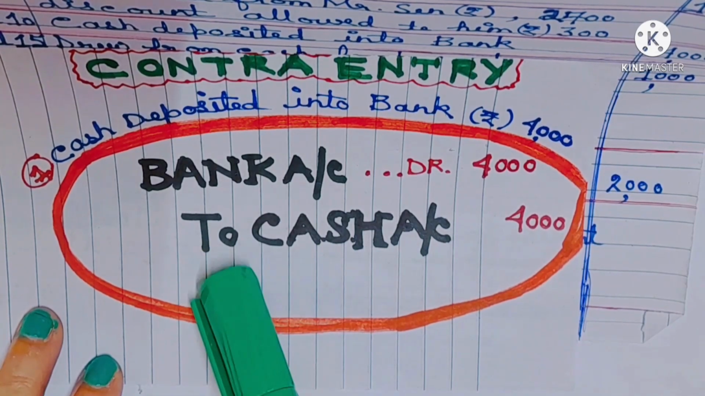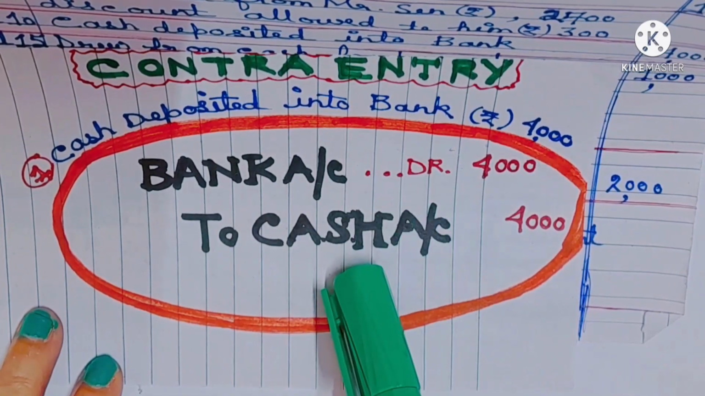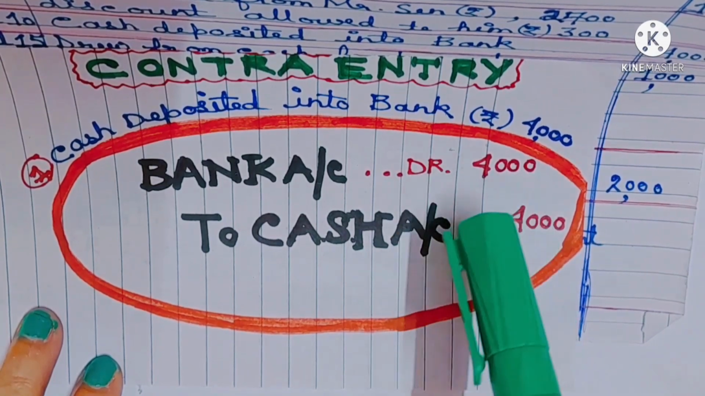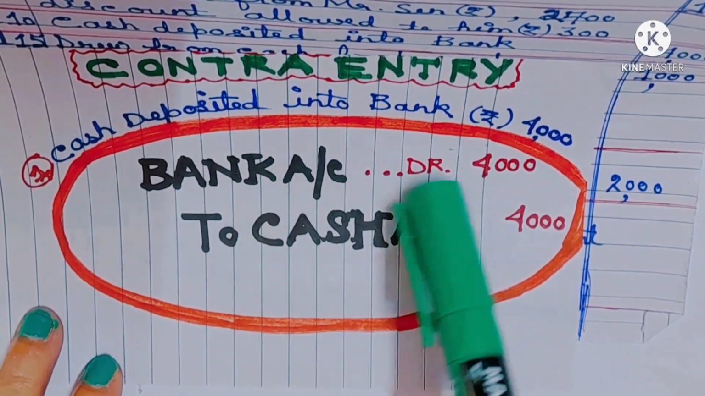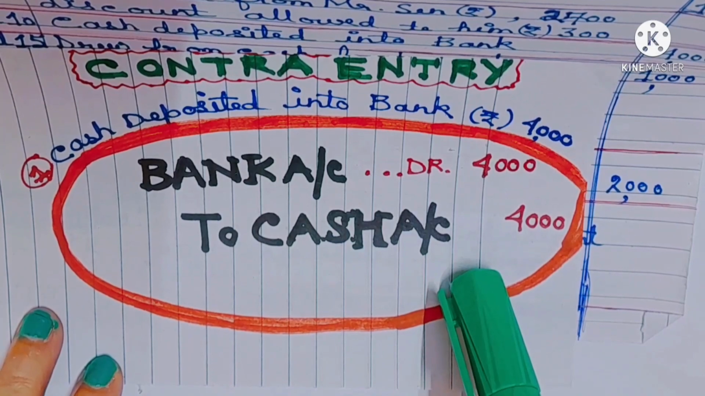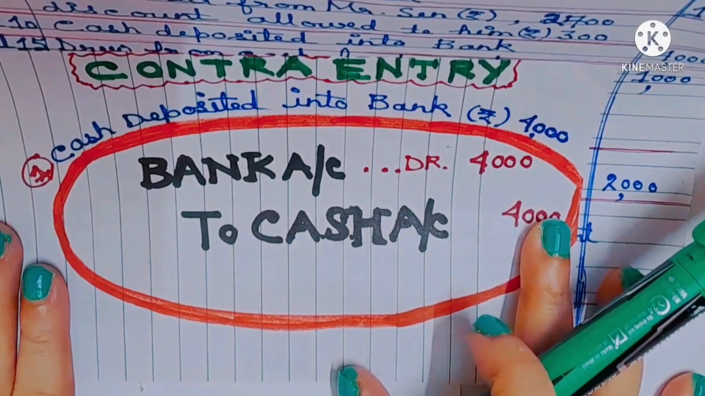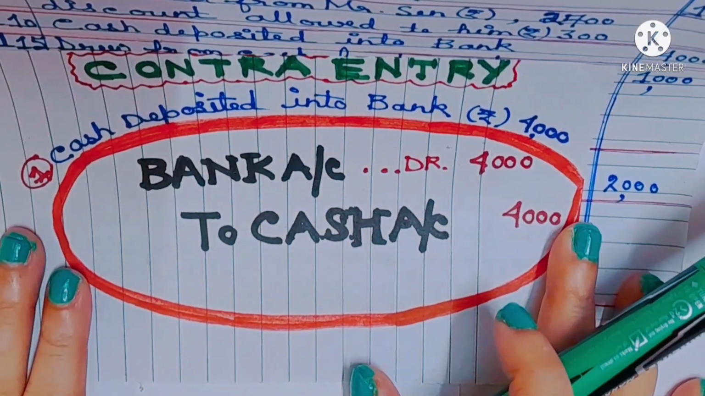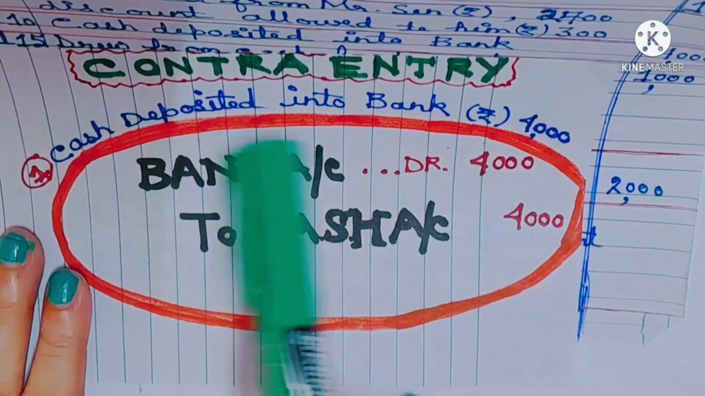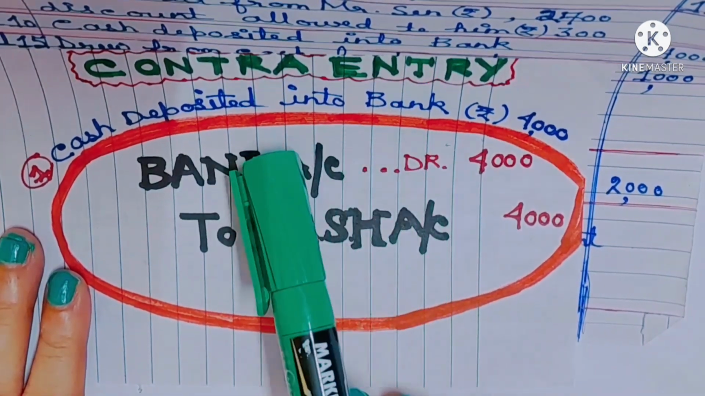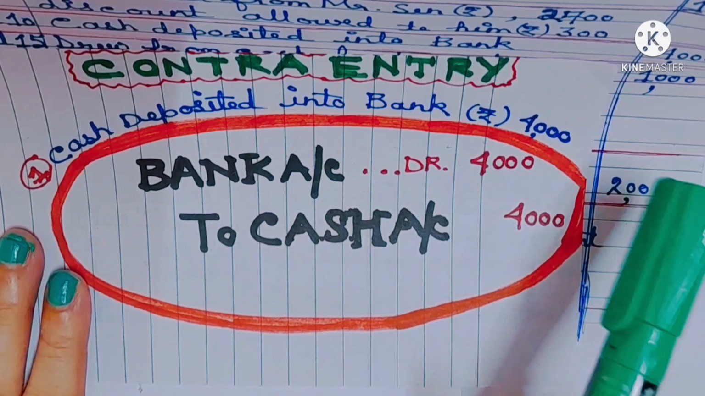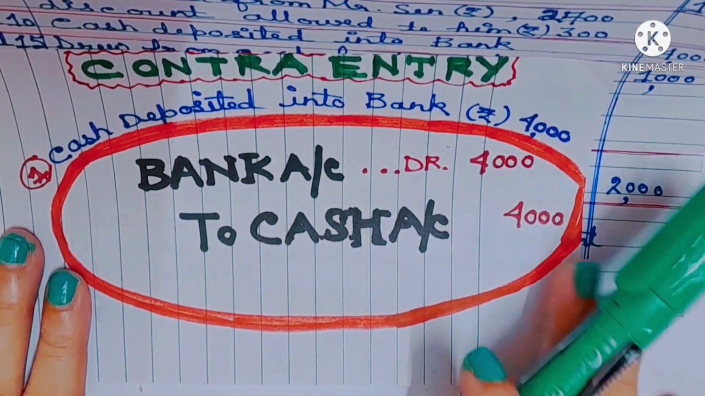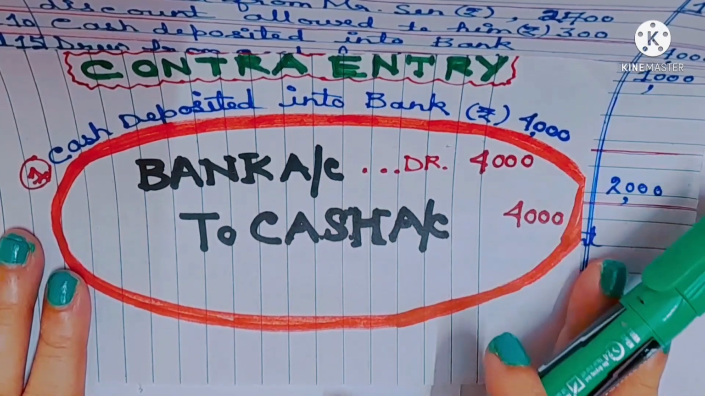Either there will be bank account on the debit side and cash account on the credit side, or there will be cash account on the debit side and bank account on the credit side. That is what we call contra entries. There are only two types of contra entries. Okay, cash deposited into bank or cash withdrawn from bank for office use.